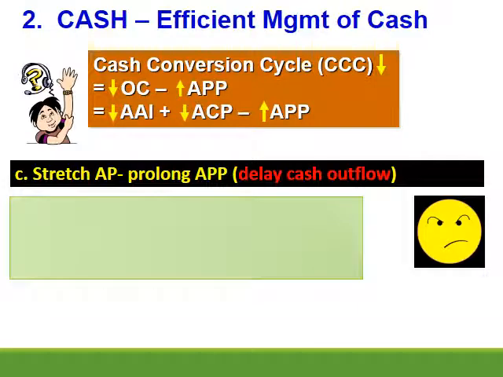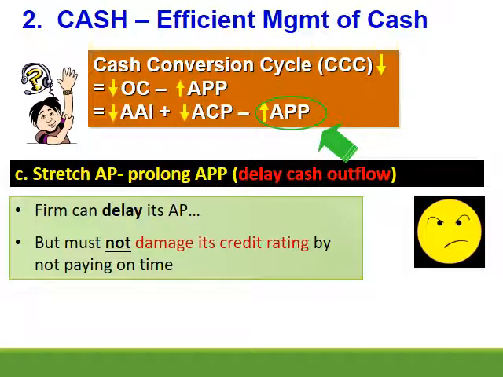C. Stretch AP, stretch accounts payable. Basically prolong the APP, the average payment period. Basically this is to delay cash outflow. A firm can delay its AP, but must not damage its credit rating by not paying on time. So all the above three strategies achieve the goal of managing the cash conversion cycle. Any questions so far?